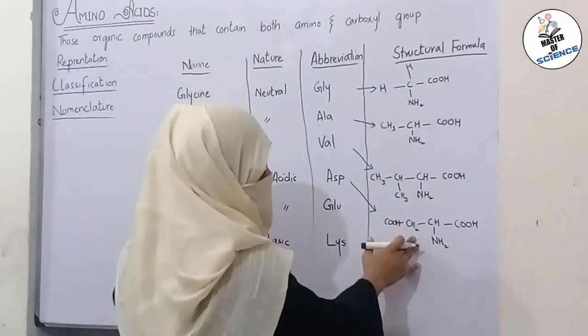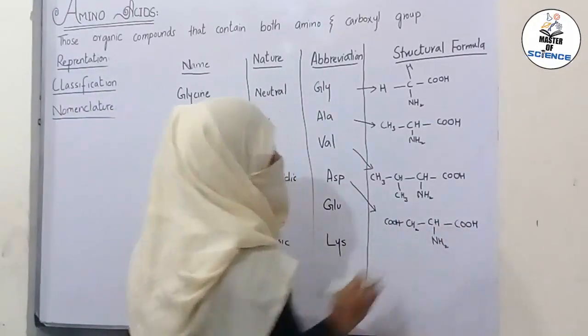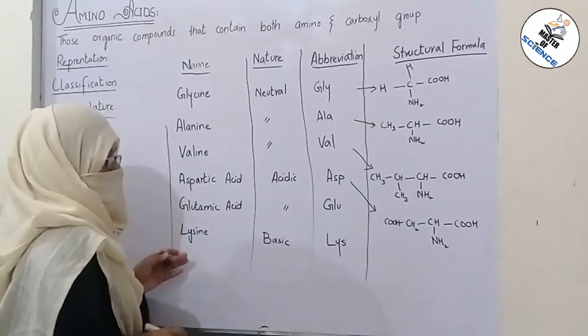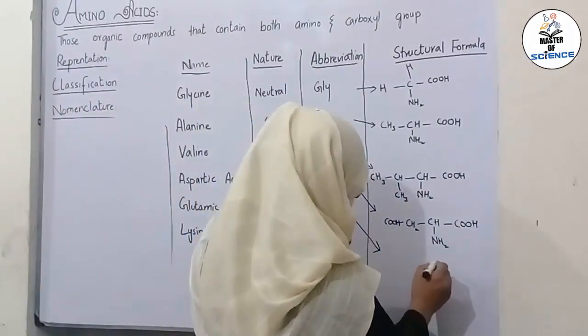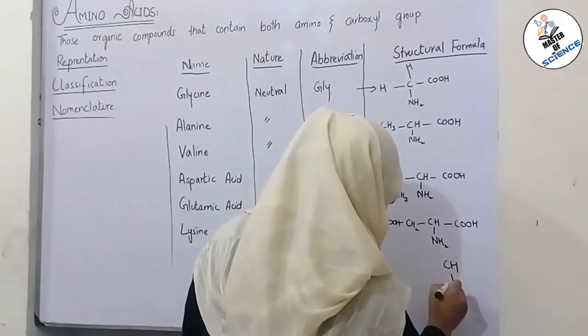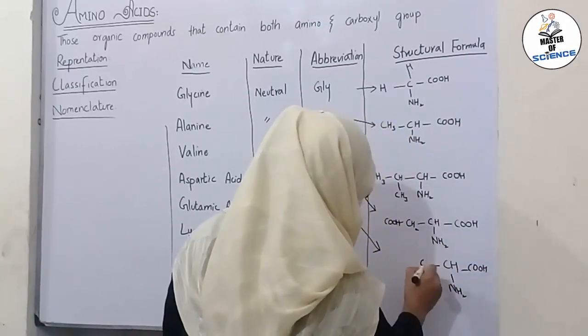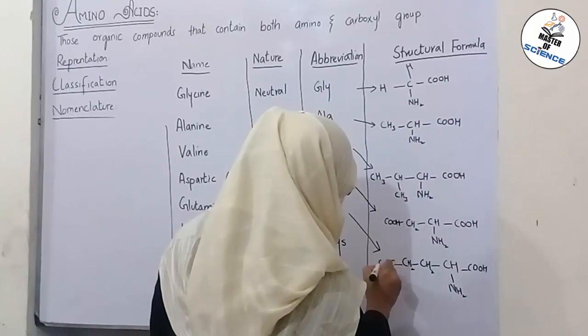Okay, this one alkyl group contains CH2COOH, meaning there are two carboxyl groups, that's why this is called acidic. Next one is glutamic acid. Glutamic acid is CH2COOH.